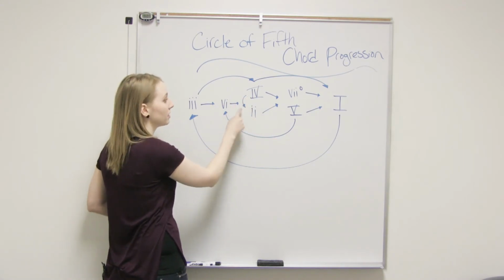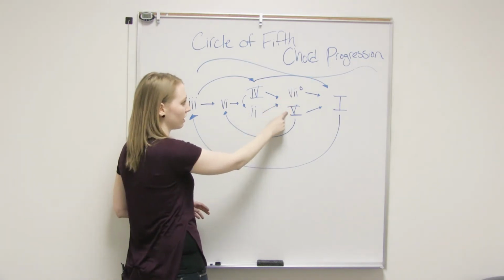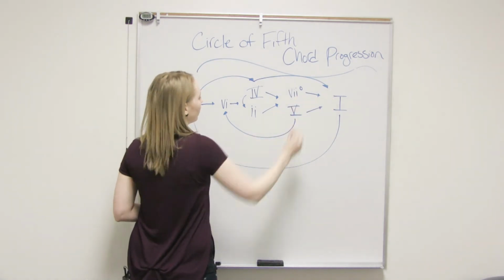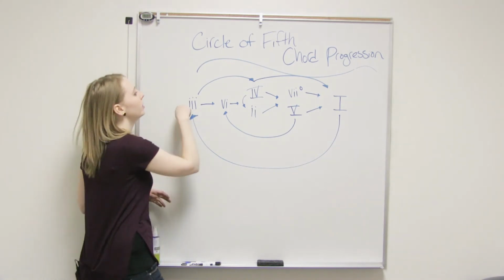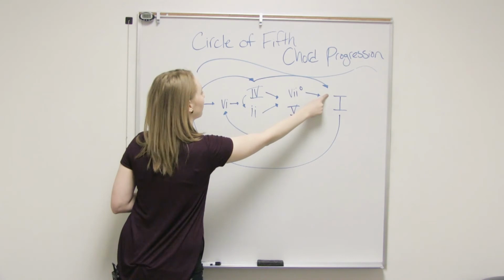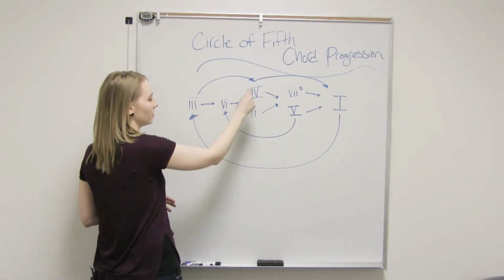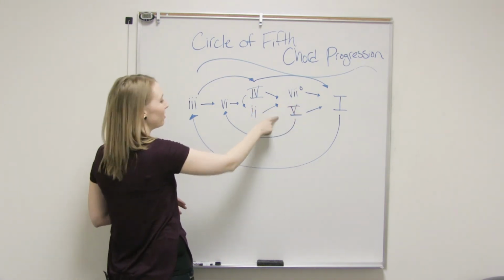If you go straight from the 6 to the 2 chord, you can go to either the 7 or the 5, and after the 7 or the 5, you can go to the 1. But there's some variations. If you start with the 3, you can go to the 4, and then you can go straight to the 1. Or you could do 3, 6, 2, 5, and then instead of going to 1, you could go back to 6.